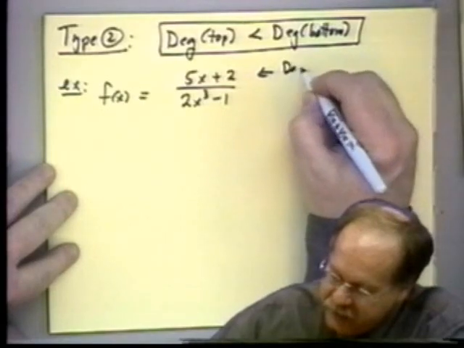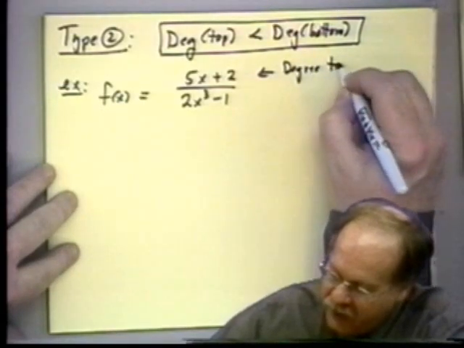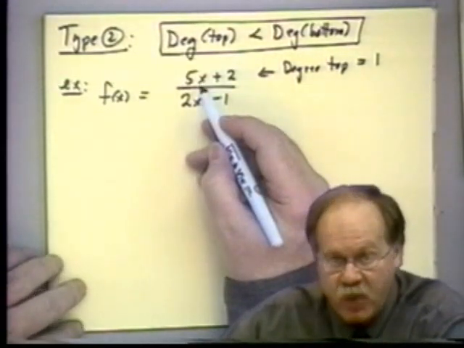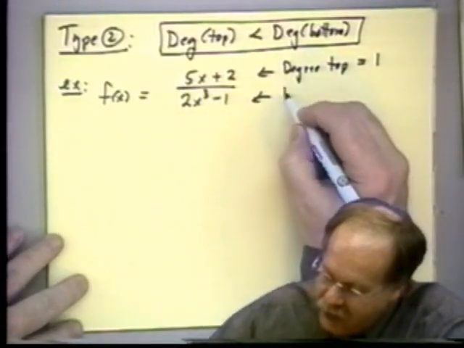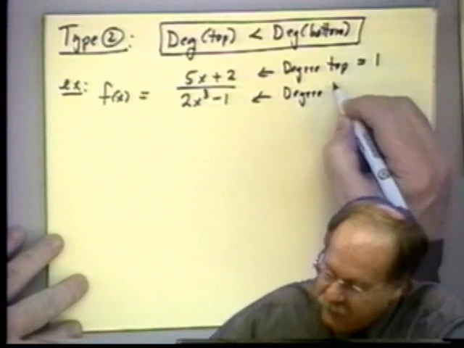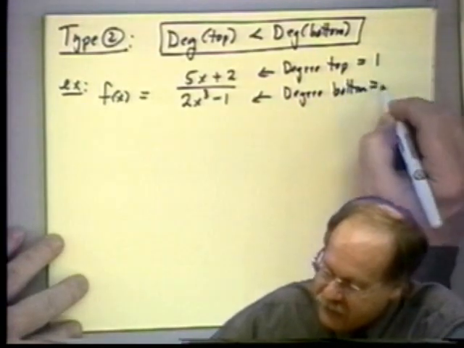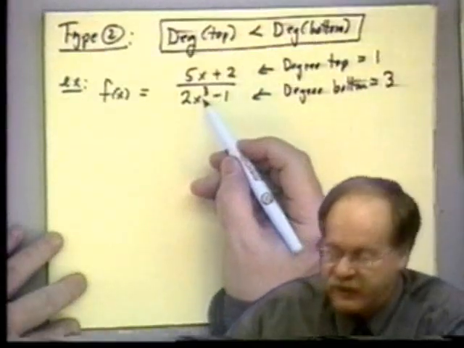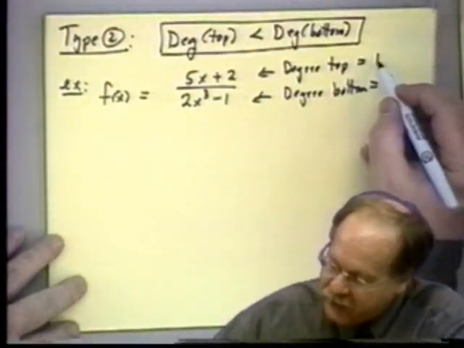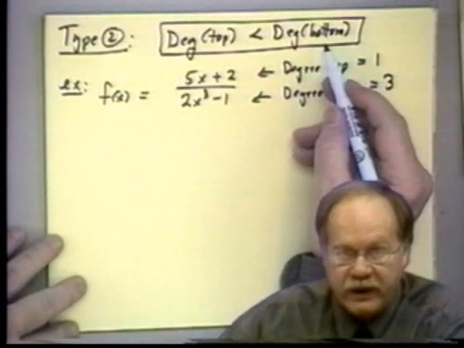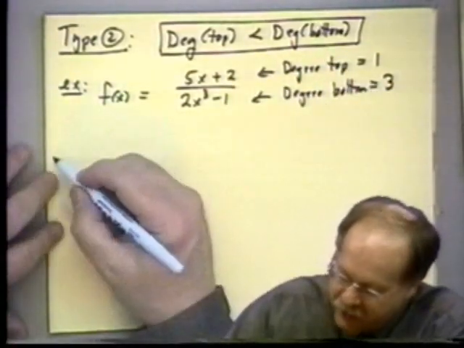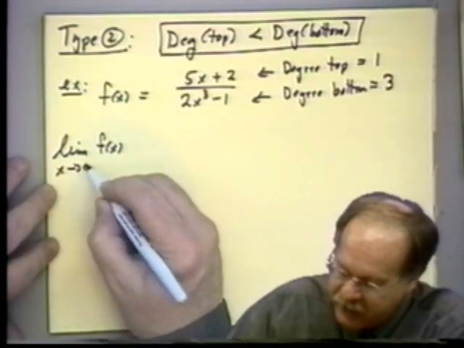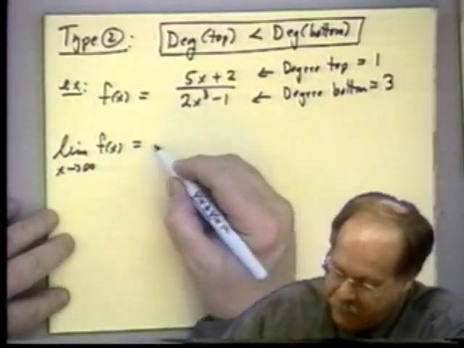Notice that the degree of the top is equal to 1. It's linear. The highest power of x is 1. And likewise, the degree of the bottom is 3. It is a cubic down here, so the highest power is 3. And notice that the top is less than the bottom, as we wanted to look at in this case. Now we'll ask the same question we asked before. What happens if you take this limit as x goes to infinity?